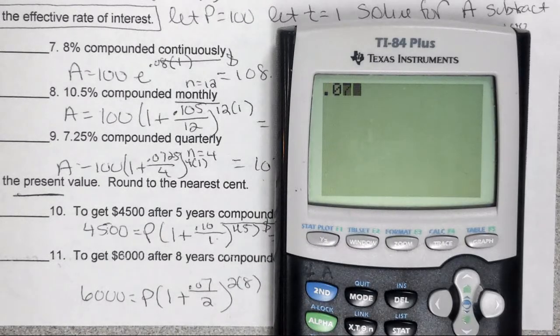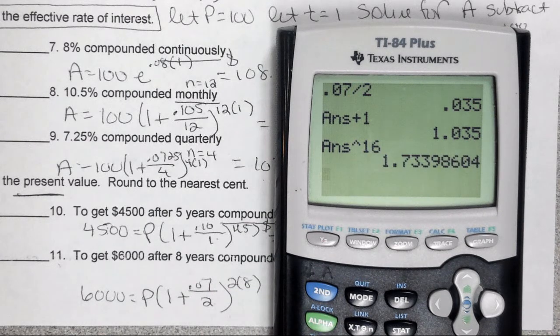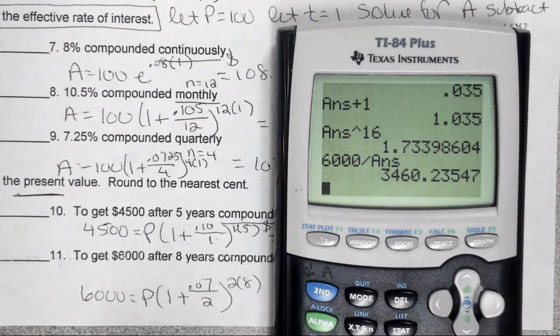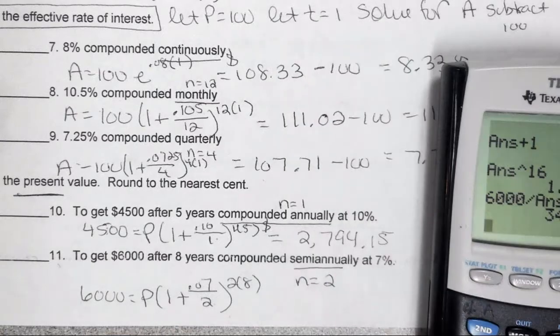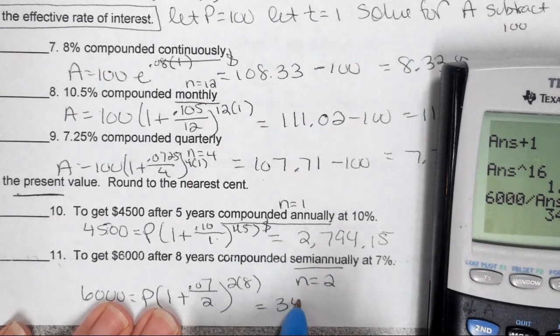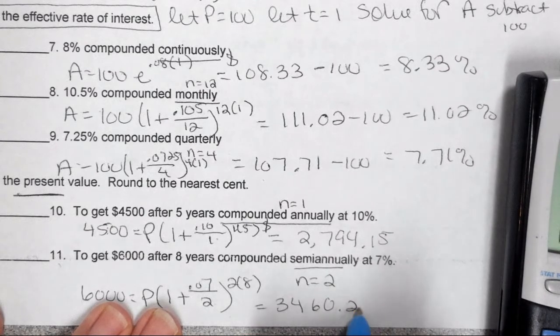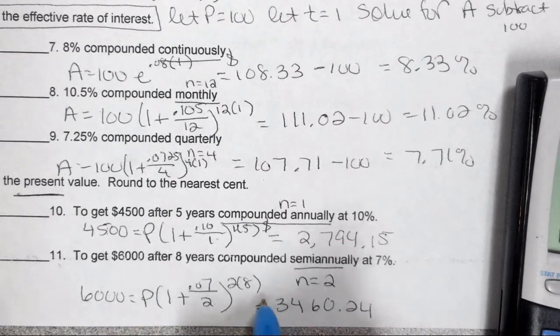Okay, so 0.07 divided by 2 plus 1 raised to the 16. So this is the decimal I got. So now I go type in 6,000 divided by second answer. And we get $3,460.24. Okay, so that's the first page of your review.